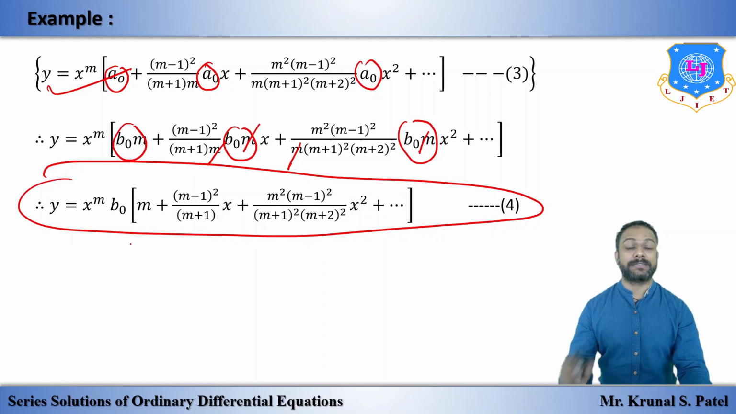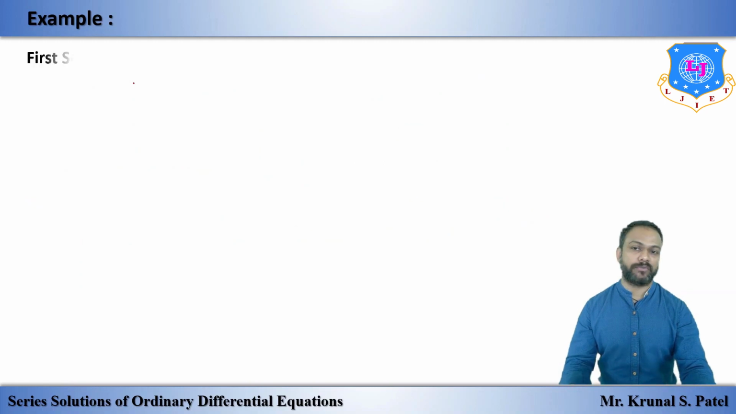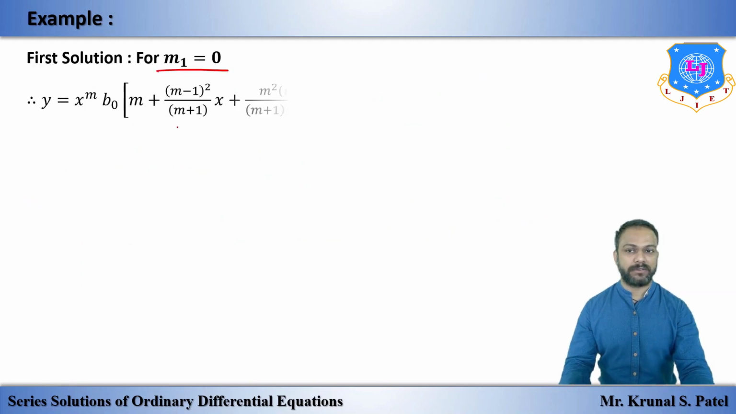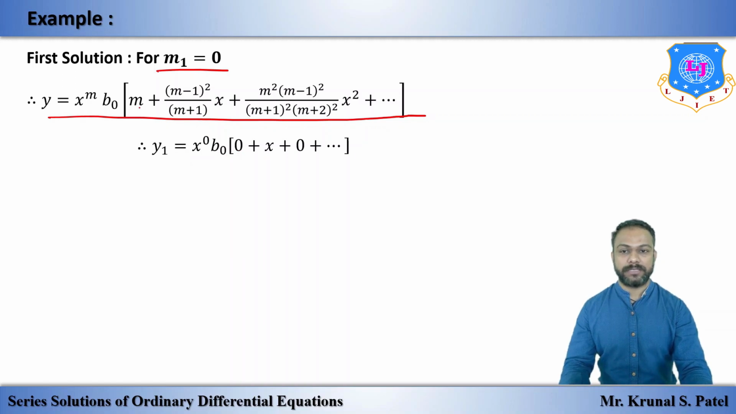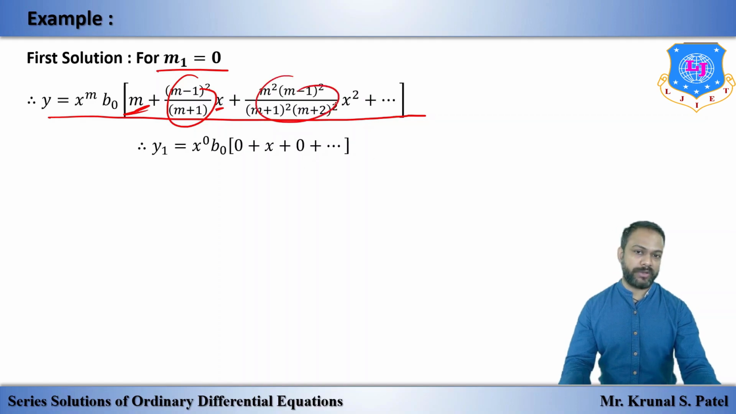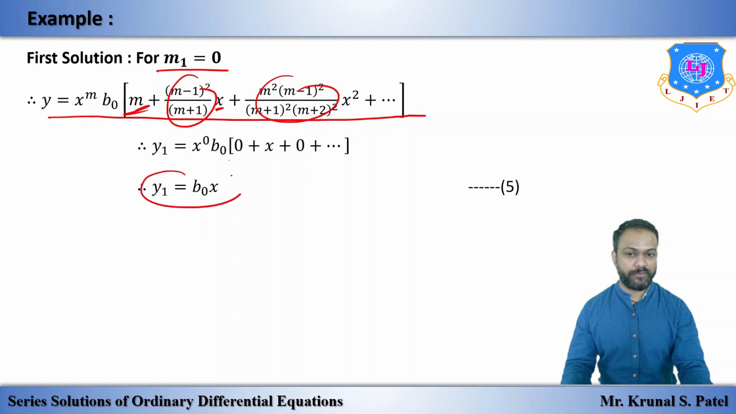Okay, that's same as case number 2. So first solution, put m1 is equal to 0. This is our equation number 4, final y. We will put m1 is equal to 0. So we have y1 x is 0, b0 and 0 plus this is 0, this is 1, so x, this is 0, and so on. So the rest of all terms become 0. So we have only b0x. This is our first solution.